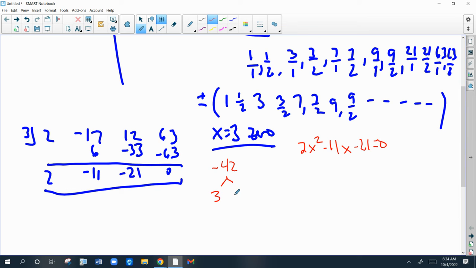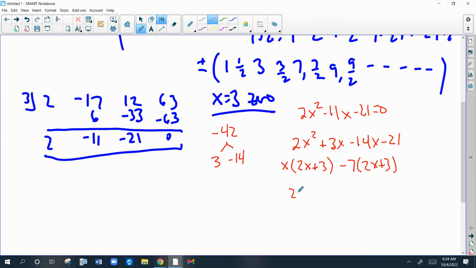So 3 times a negative 14 is negative 42, and those factors add up to a negative 11. So we're good. This does factor: 2x squared plus 3x minus 14x minus 21. Factor out an x from the first two terms. Factor out a negative 7 from the next two terms. So we have 2x plus 3, after we factor that out, times x minus 7 equals 0.